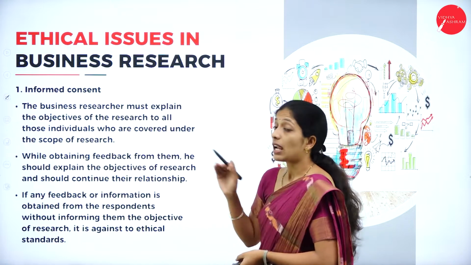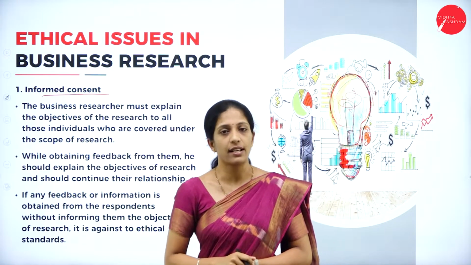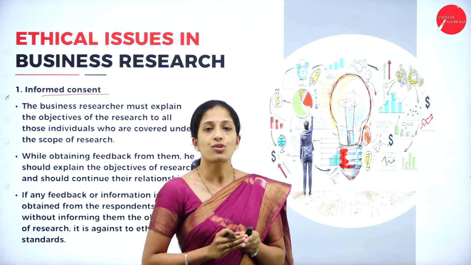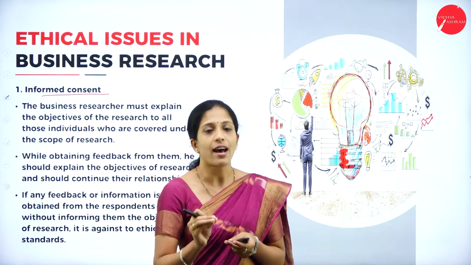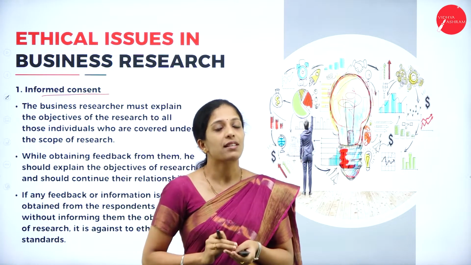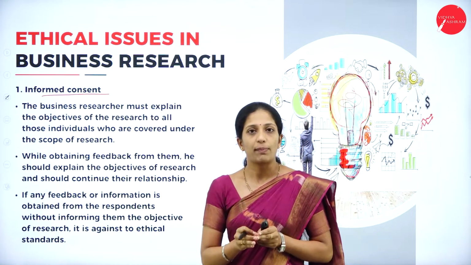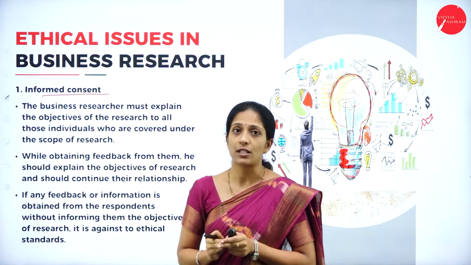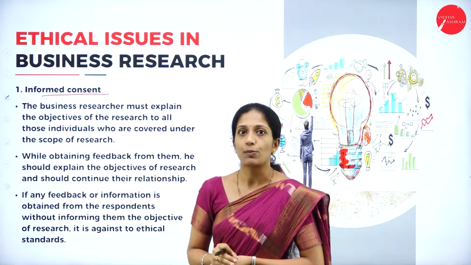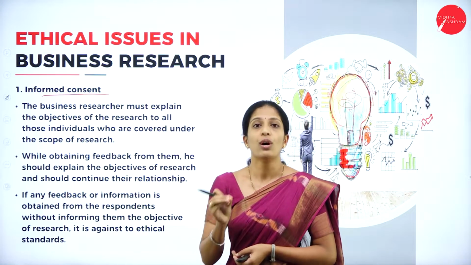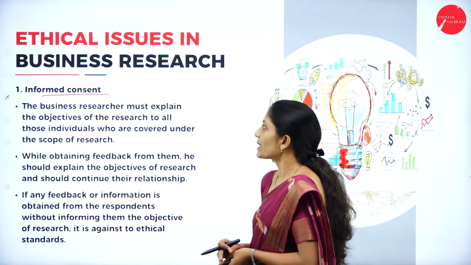So the first one is informed consent. Now what do I mean by informed consent? Of course, when a researcher wants to collect some information from the respondents, the respondents have to know for what purpose the researcher is collecting the information. So there are mainly two parties, correct? One will be the researcher, the other will be the respondents. While the researcher collects the information, the respondents have to know why the researcher is collecting that particular information.